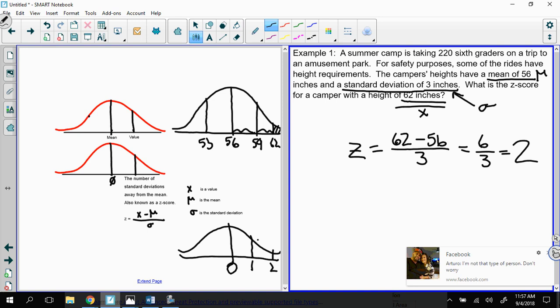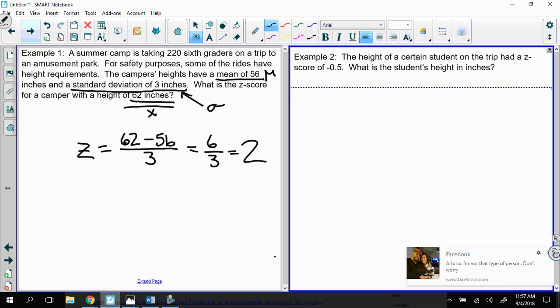So that was it for that first example. Our second example kind of does a little bit backwards. It says the height of a certain student on the trip had a z-score, so they're giving us what it's equal to, and they want to know what the height is. So we're going to use the same information, except for we know z is going to be x minus mu, and there's our formula, divided by sigma.